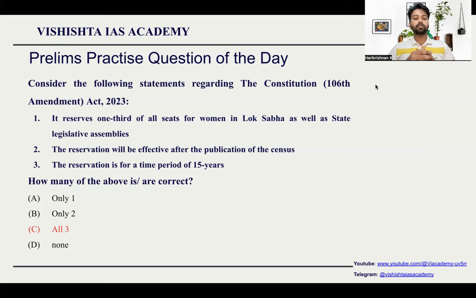First one, it reserves 1/3 of all seats for women in Lok Sabha as well as state legislative assemblies. What is it talking about? It is talking about the Constitution 106th Amendment Act 2023. So they are telling it reserves 1/3 of seats for women, which is a well-known fact. But they are mentioning it is reserved not just in Lok Sabha but also in state legislative assembly.